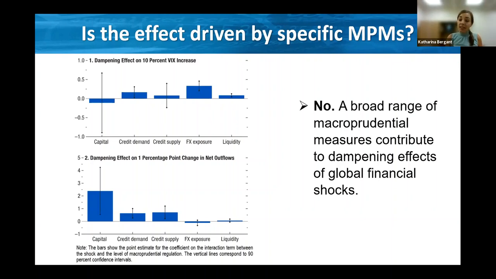So we do this estimation again using only the macroprudential stance of these particular tools. And you can see that actually the buffering effect of the tools is significant for a wide range of tools. It's not just for a specific range. For example, the dampening effect regarding the VIX is significant for measures targeting credit demand, foreign currency exposure and liquidity, and for the shocks against net outflows, measures targeting capital, credit demand and credit supply are significant. So this really hints that it's not just one measure that targets these buffering properties, and potentially a wide range of measures is desirable for the policymaker.